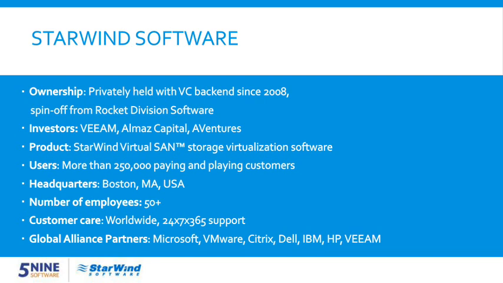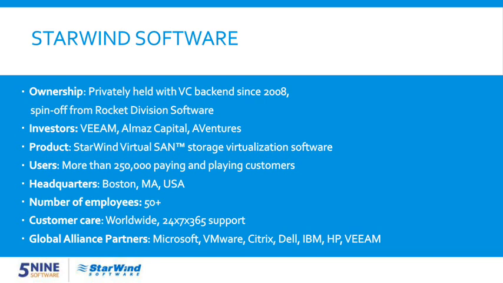Right. So StarWind Software is a company spun off from the mothership company called Rocket Division Software back in 2009. We've been privately held since the end of 2008, backed by venture investors. Our primary product is StarWind Virtual SAN. We're out of Boston, Massachusetts, more than 50 of us right now. And we are global alliance partners with Microsoft, VMware, Citrix, Dell, IBM, HP, and Veeam. And Alex, tell us something more about Five9.